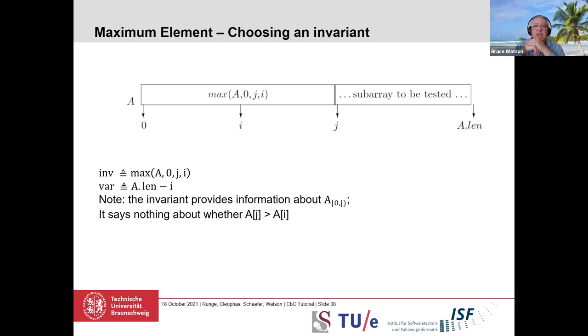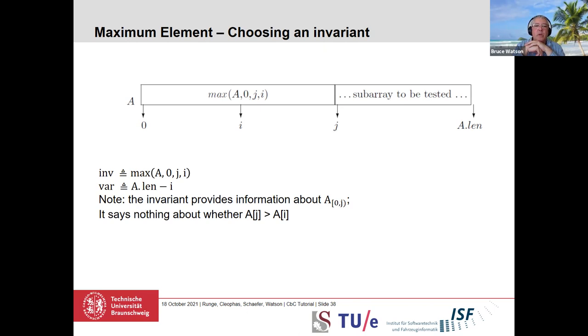And furthermore, from J all the way to the end of the array, we simply know nothing about what's going on there. So an even bigger element may actually occur there. We simply don't know that. So we just like to say that's the subarray to be tested, or that's still part of the array that we're going to have a look at a little bit later on. So our invariant is then conveniently, as you've already guessed, that we actually have I set to the current max for that portion that we've inspected.